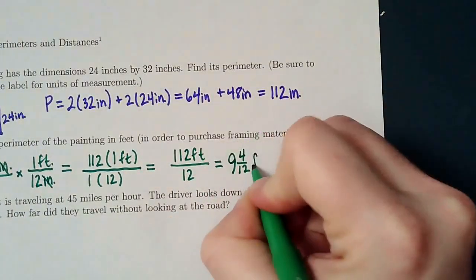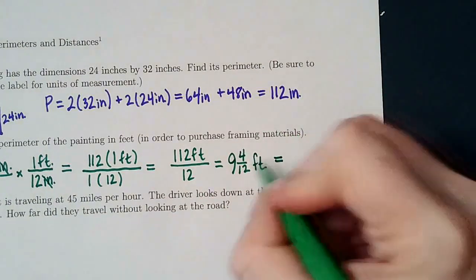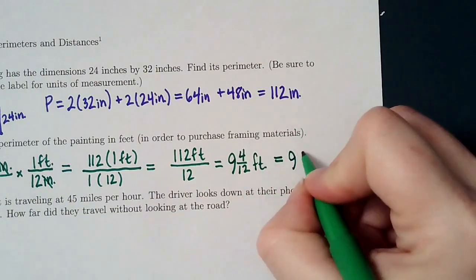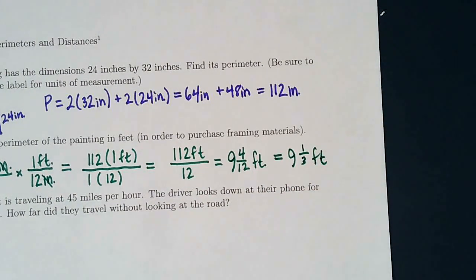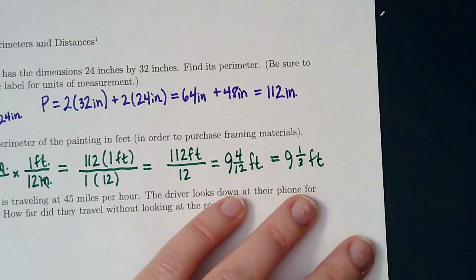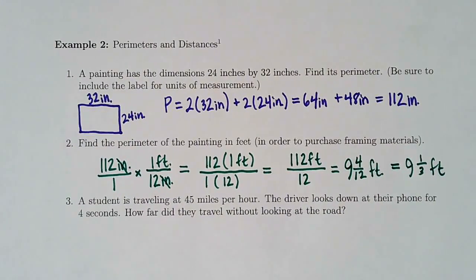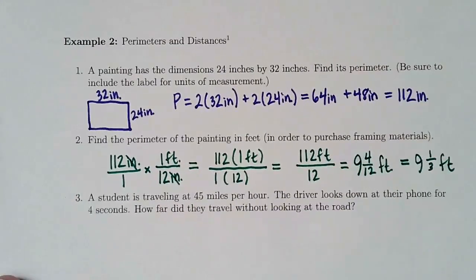Okay, but here's my feet and 4/12. They can both be divided by 4. And if we want, we can write it both ways, but I prefer this. If you have to round, maybe 9.33 feet.